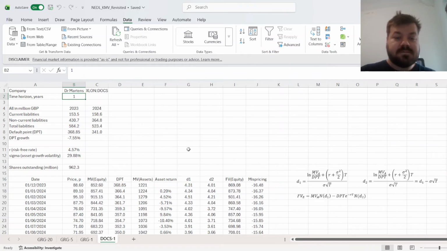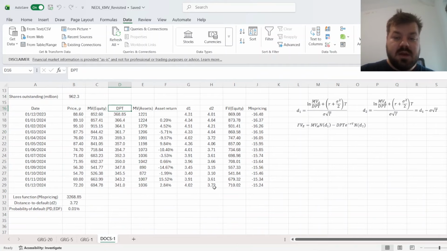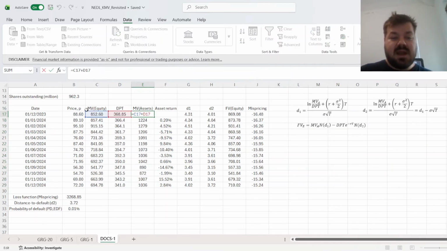So here I've got the same input for Dr. Martens. We see that we've got a different ticker input for the stock history function and the relevant inputs in terms of its fundamentals, also retrieved from investing.com. Again, I omit this for brevity. And here we have the same starting configuration, with market value of assets being guessed as the sum of market value of equity and default point.